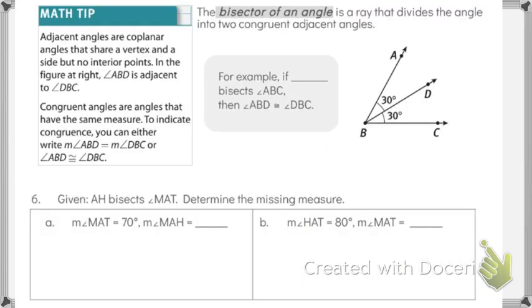Let's look at this next page. For this one right here, it says, adjacent angles are coplanar angles that share a vertex and a side, but no interior points. In the figure at the right, angle ABD is adjacent to angle DBC. So we talked about this already when we did our test. Adjacent just means next to. Now, congruent angles are angles that have the same measurement. To indicate congruence, you can either write this right here or this right here.